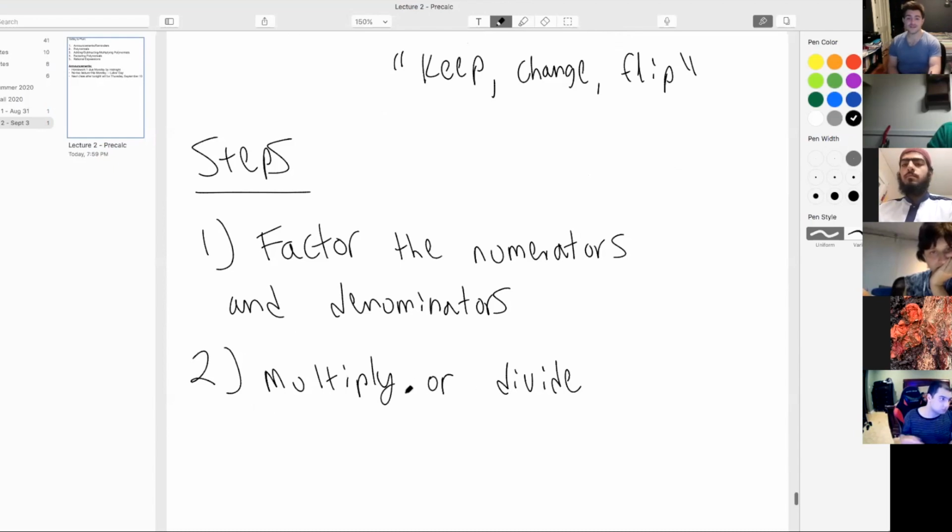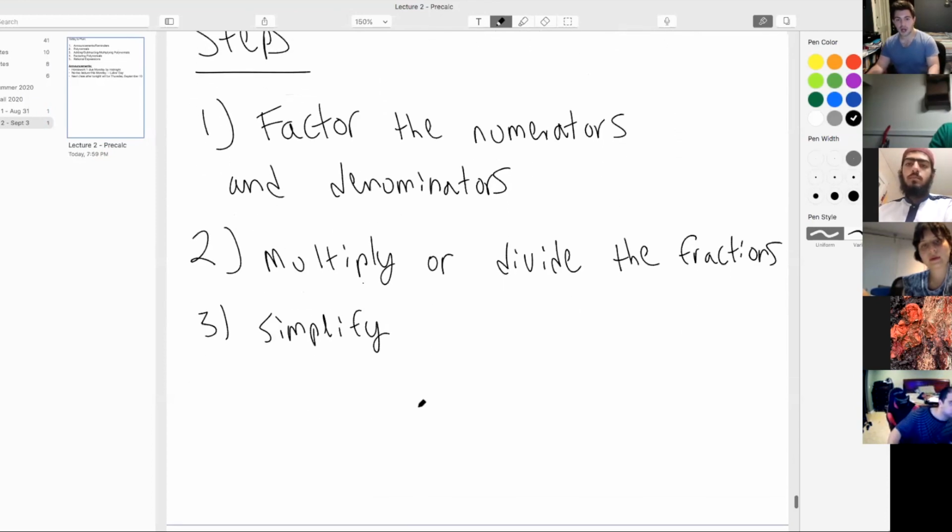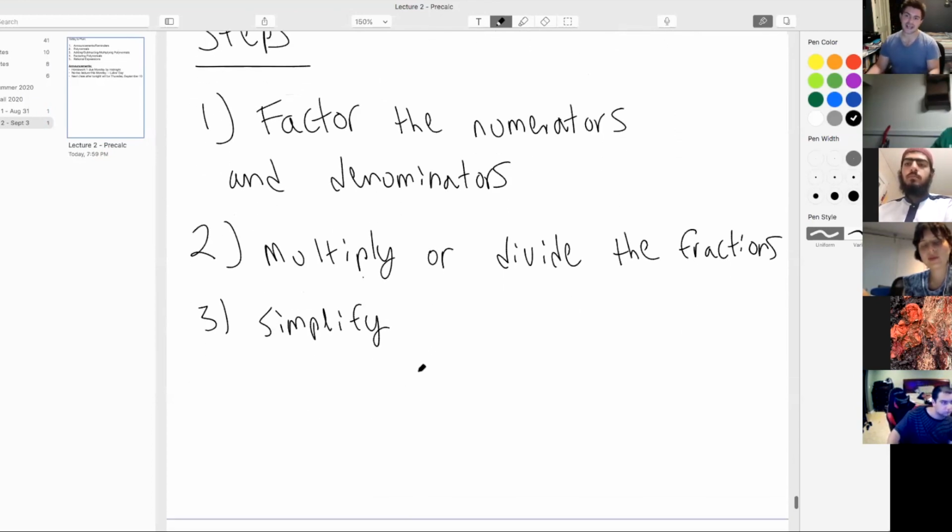That's going to depend on what I'm asking you to do. Am I asking you to multiply or am I asking you to divide? So multiply or divide the fractions, which we know how to do. And lastly, simplify. That just means to cancel common factors.